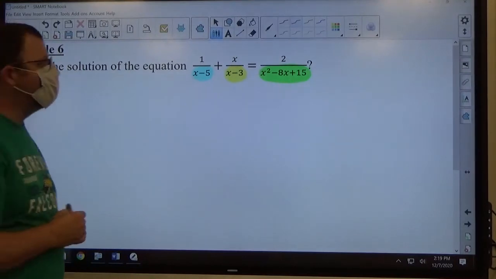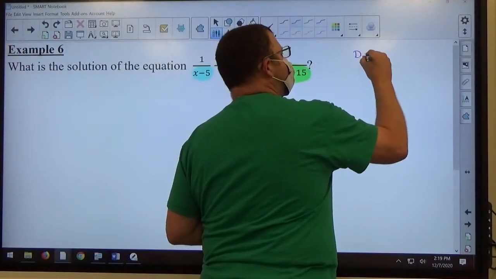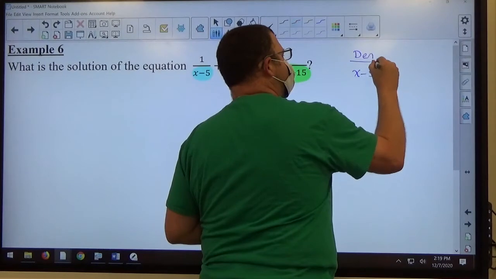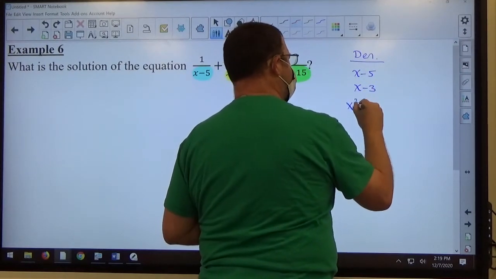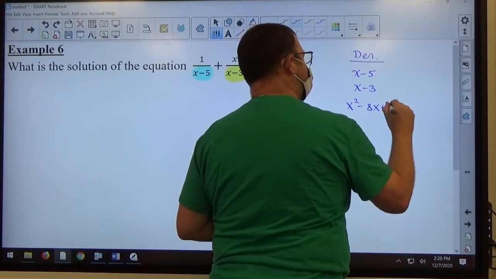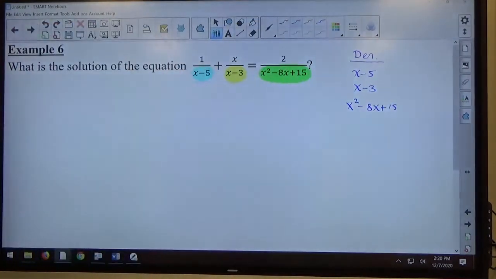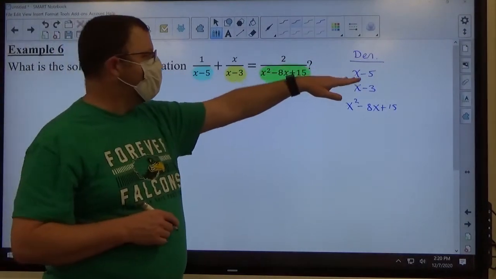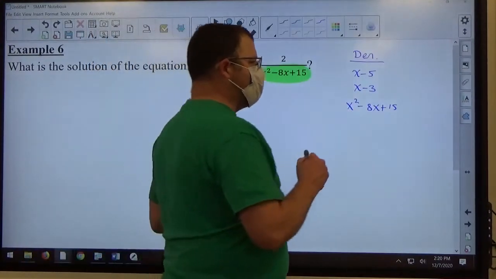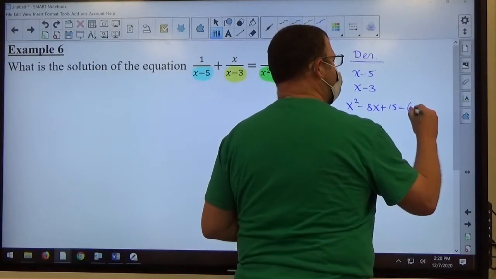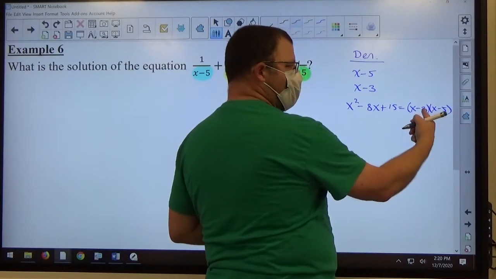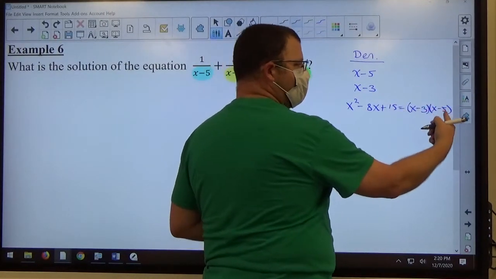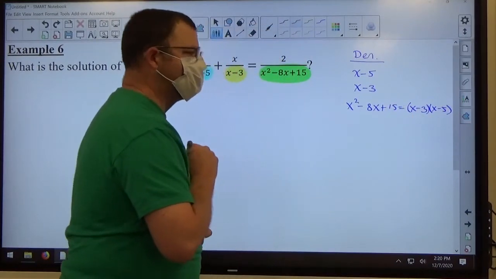The denominators I see are x minus 5, x minus 3, and of course x squared minus 8x plus 15. I'm looking for the factored denominators. So x minus 5 I can't factor, x minus 3 I can't factor, but x squared minus 8x plus 15 factors to x minus 3 times x minus 5. Okay. Negative 5 times negative 3 makes positive 15. Negative 5 plus negative 3 makes negative 8.